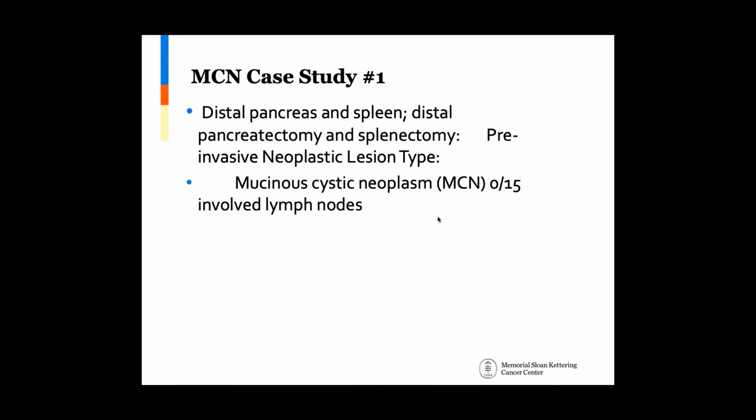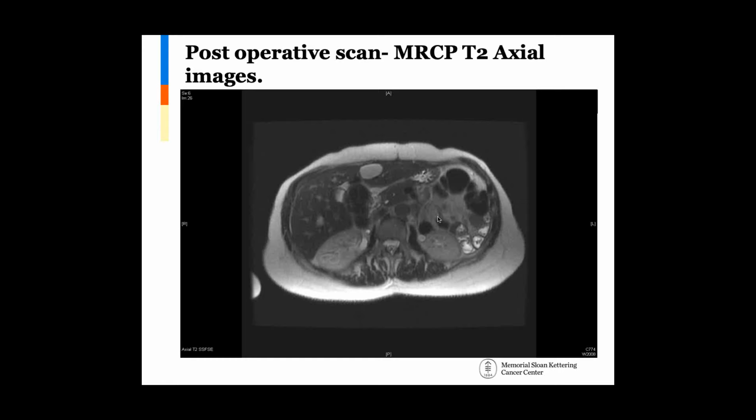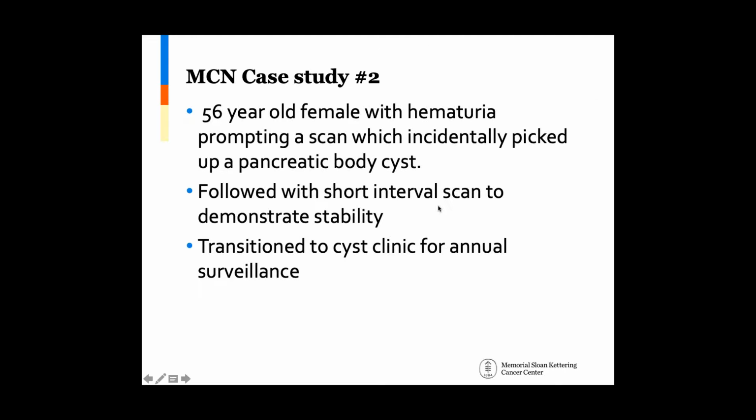No lymph nodes were involved, which they wouldn't be if they're low-grade lesions, only if you had an invasive component. And here is her post-op scan, which we switched to MRI to prevent her from having to have radiation. You can see her pancreatic remnant here with a normal pancreatic duct, and everything kind of filled in where the cyst was.